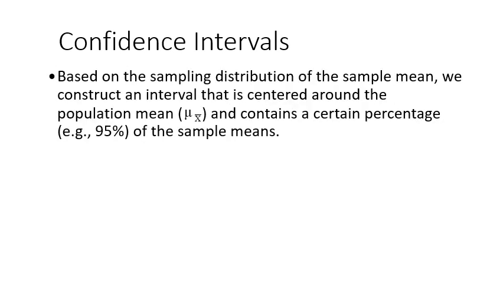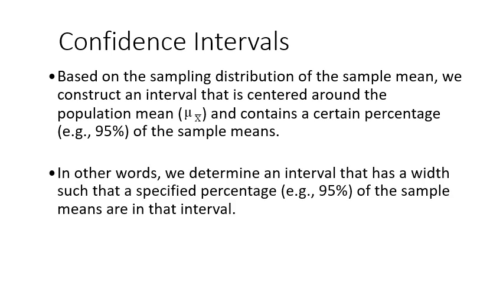So what we do is, based on the sampling distribution of a sample mean, we can construct an interval centered around it. It's going to contain a certain percentage of the sample means. In other words, we determine an interval of a specified width such that a specified proportion of the sample means are in the interval. I've said this quite a few times, so I'm not going to go into it more. We're just constructing an interval that's going to contain 95% of sample means, so we'll be 95% certain in that case that the actual population mean is within that range.